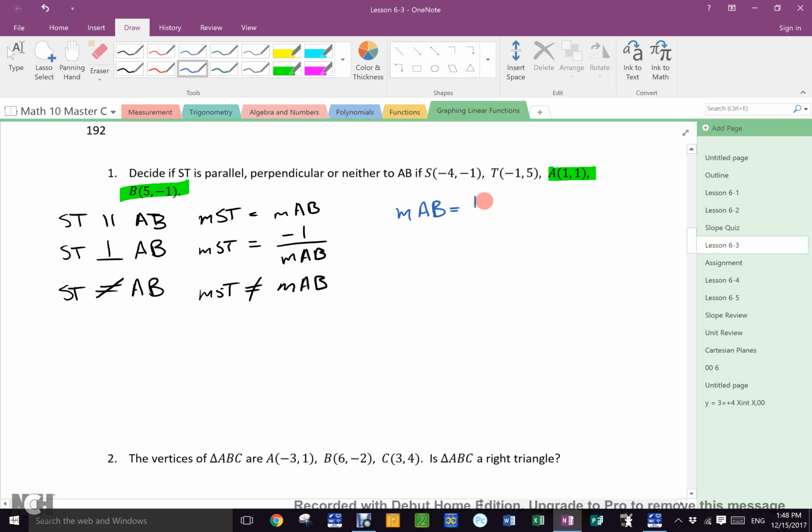1 minus 1. Write it out so you can't do it wrong. What's this one? 1 minus 5. Now tidy it up. What's 1 minus 1? 2. What's 1 minus 4? Or 1 minus 5. I just gave the answer away. Negative 4. Would we ever leave it written that way? What is it? Negative 1/2. Everybody cool? Okay. Now do the slope of ST.